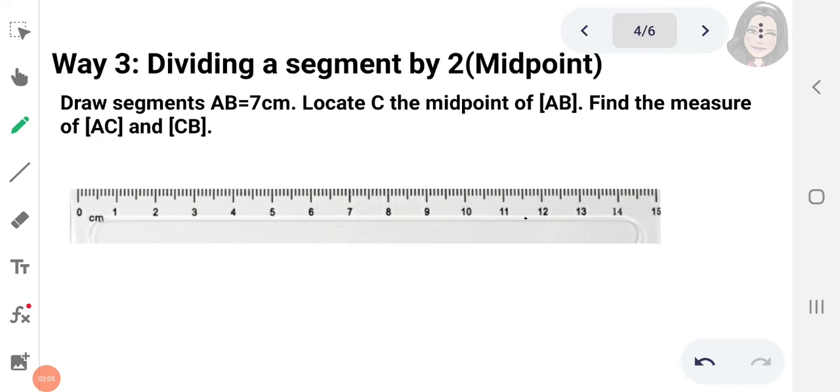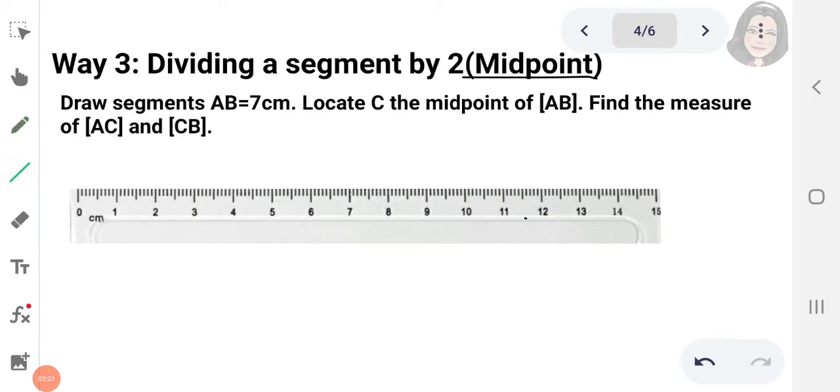Third way, dividing a segment by 2 when we have the midpoint. Remember that a midpoint is in the middle of a segment. It divides it into 2 equal segments. For example, draw segment AB measuring 7 centimeters, locate C, the midpoint of AB, then find the measure of the 2 segments AC and BC.